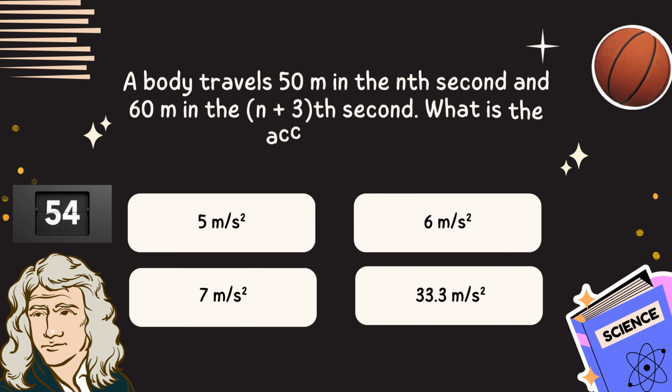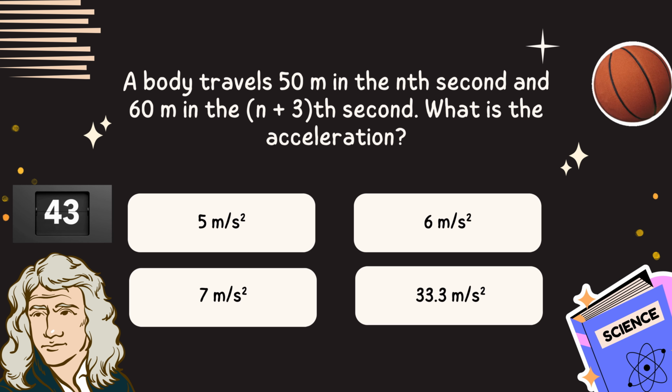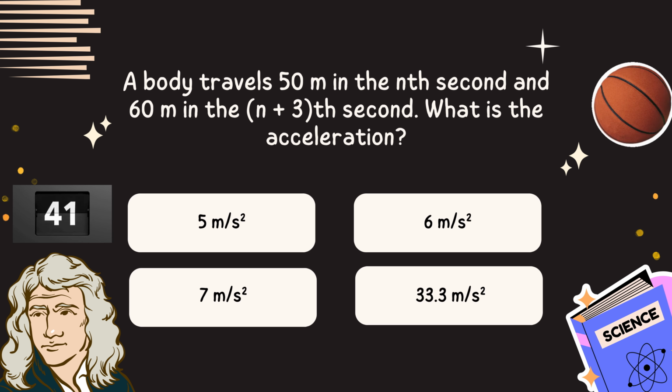A body travels 50 meters in the nth second and 60 meters in the n plus 3th second. What is the acceleration? Options are 5 meters per second squared, 6 meters per second squared, 7 meters per second squared, 33.3 meters per second squared.